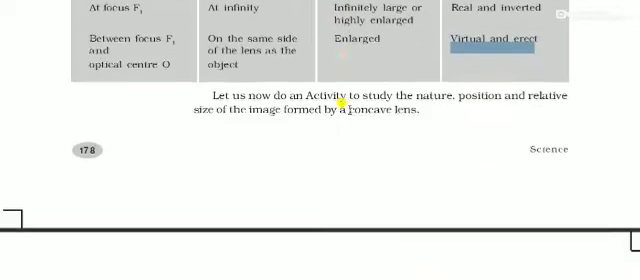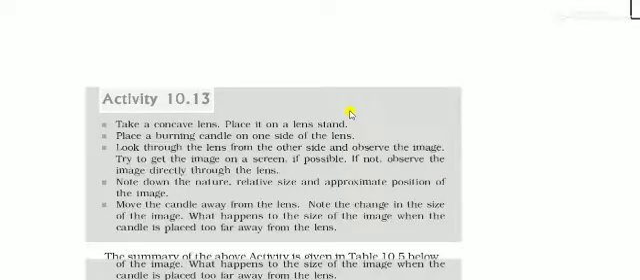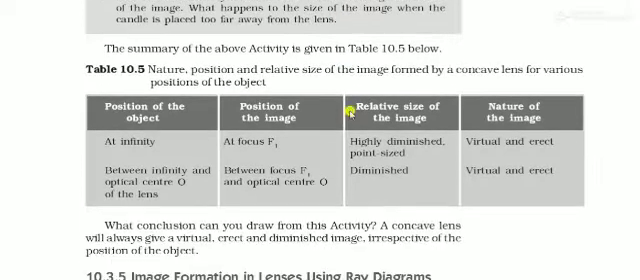Okay, now see, for the convex lens, for the concave lens. Now see, in case of mirror, for convex mirror, we have 2 conditions. Same as in concave lens, we have 2 conditions. So the convex mirror and concave lens have the same conditions, 2 and 2: at infinity and between infinity and optical center O at the lens.